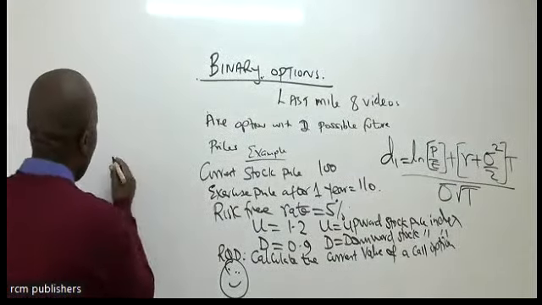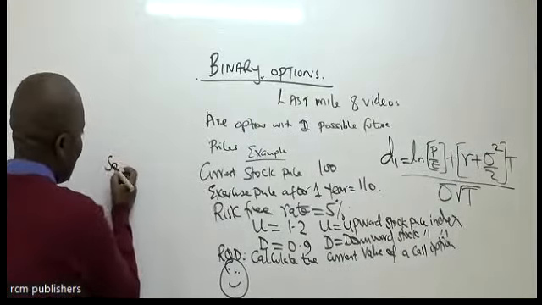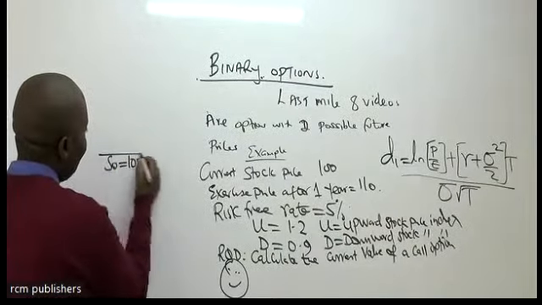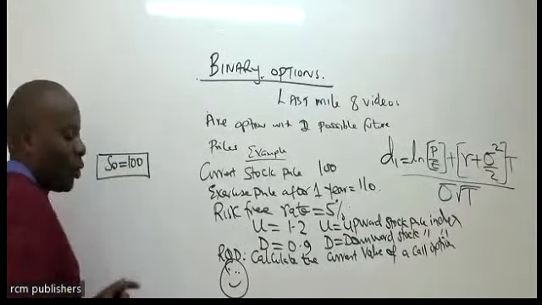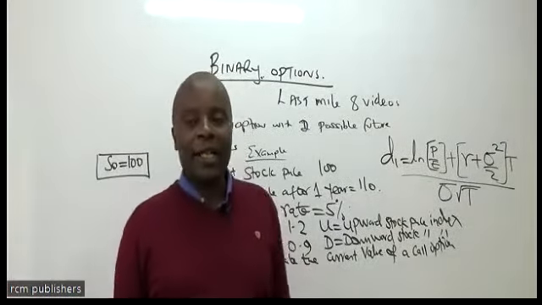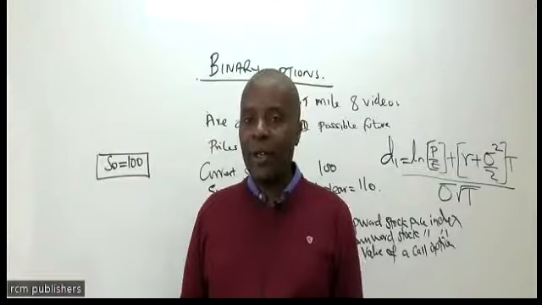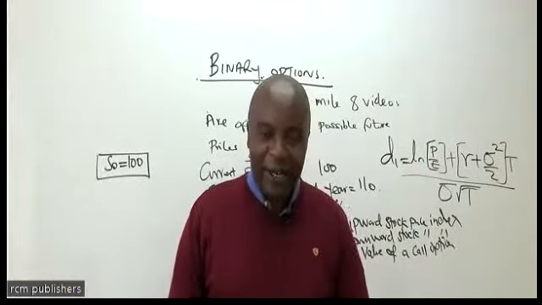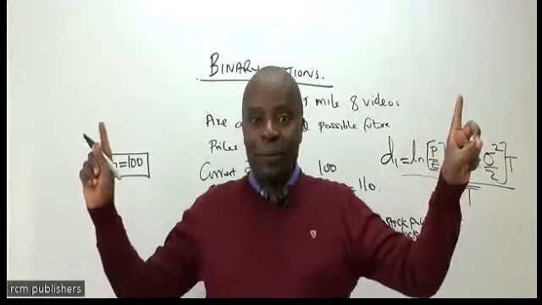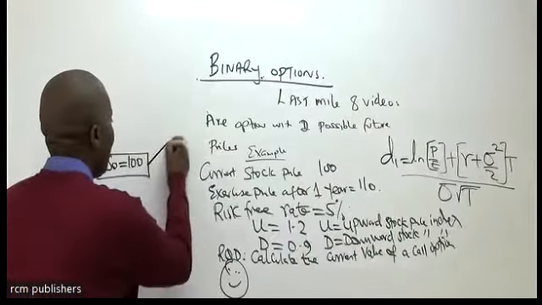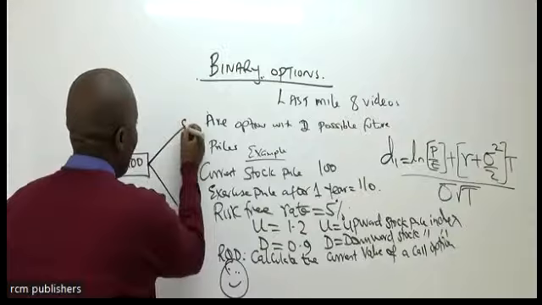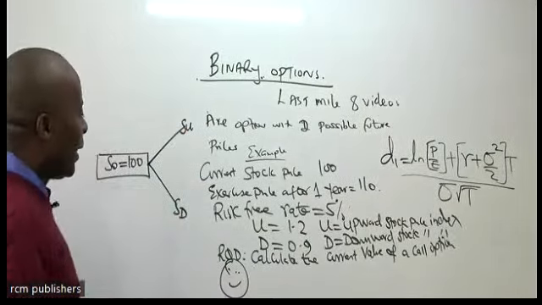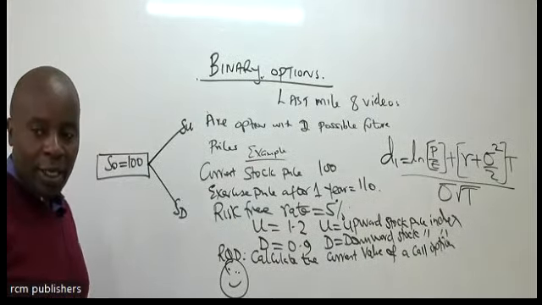This is how my probability tree will start to look. The S0 in this case will be 100. S0, the 0 means today, the current price. Today's price is 100. In the future, there are 2 possibilities: S upward and S downward.